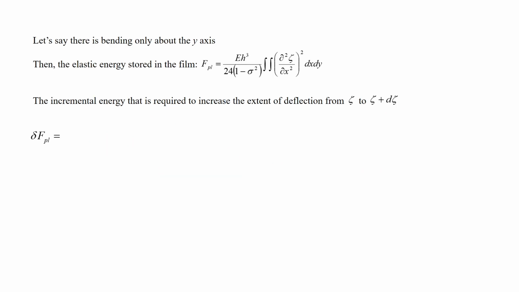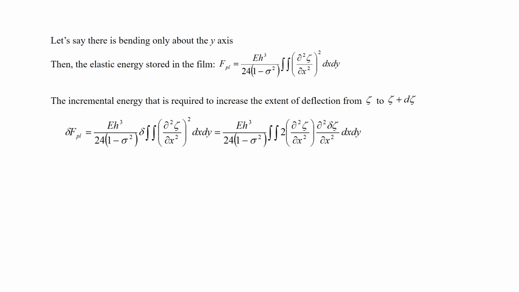dx dy, because this is the incremental energy that is required to increase the extent of deflection from zeta to zeta plus delta zeta. So this delta F_L can be given as this quantity. Now, this has to be integrated. Remember that this is uniform about the y axis.